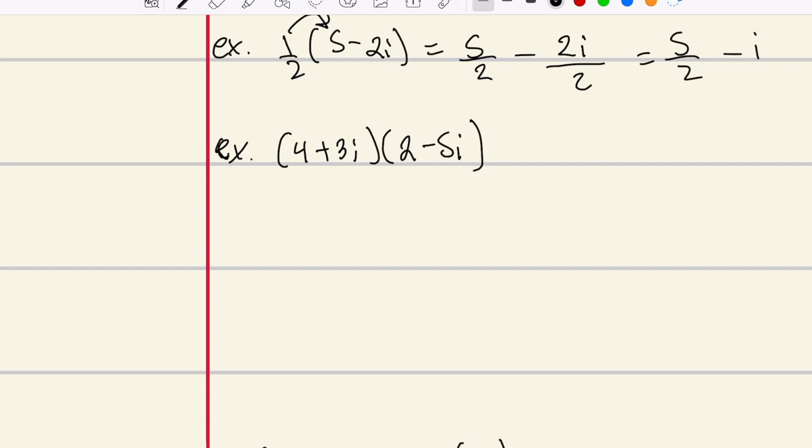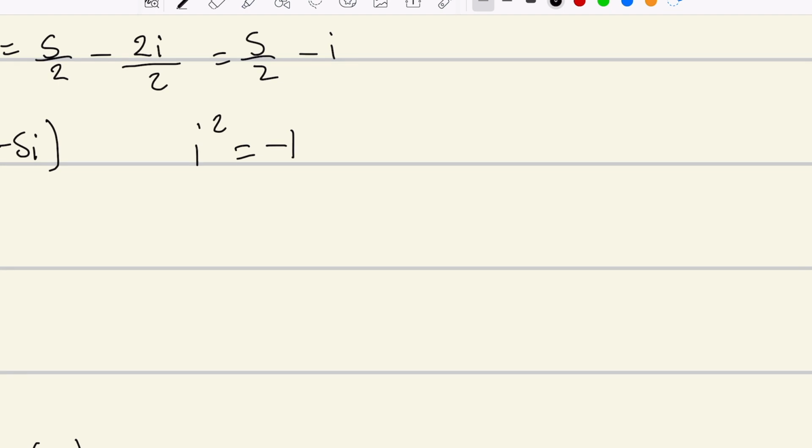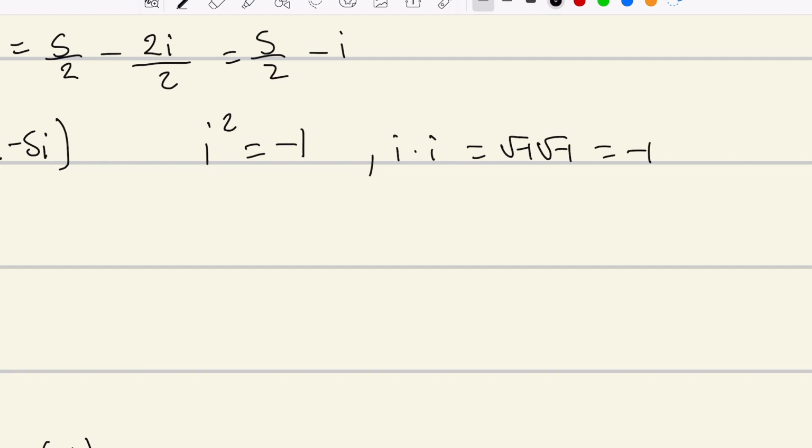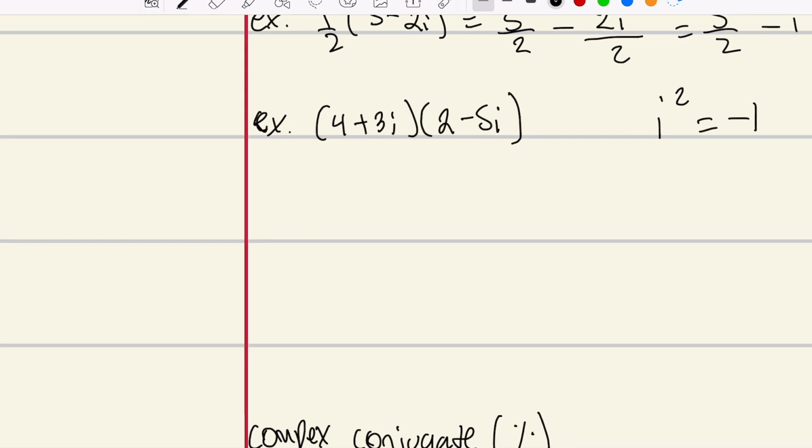Whenever we're multiplying two complex numbers, first we use the distributive property, aka the FOIL method. And we have to remember that i squared equals -1. So why does it equal -1? Just extra information. i times i is the same as square root of -1 times square root of -1, which is just -1. That's why.